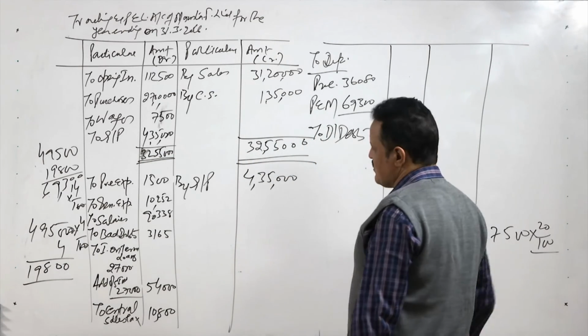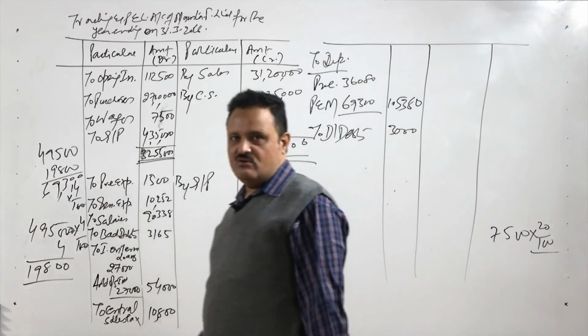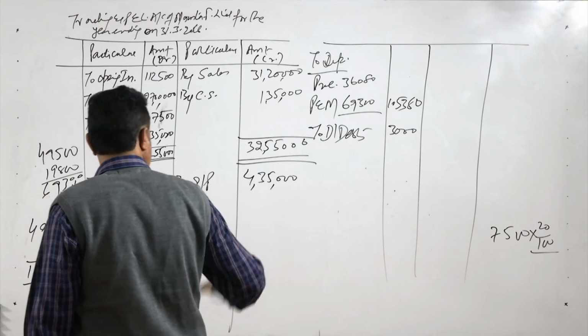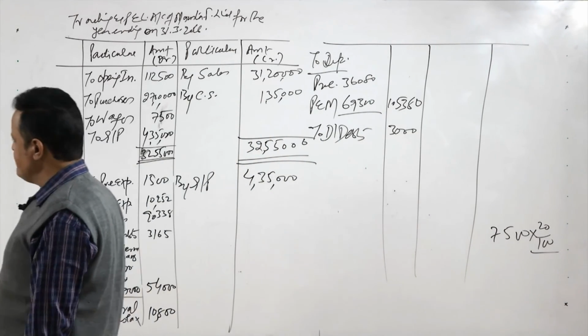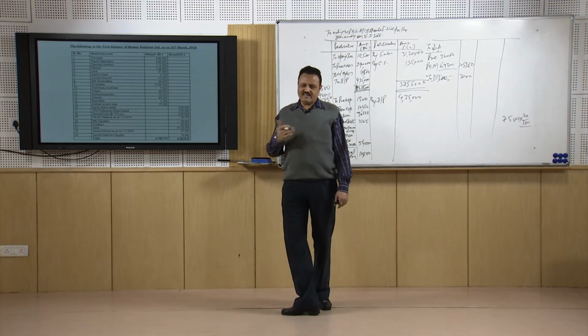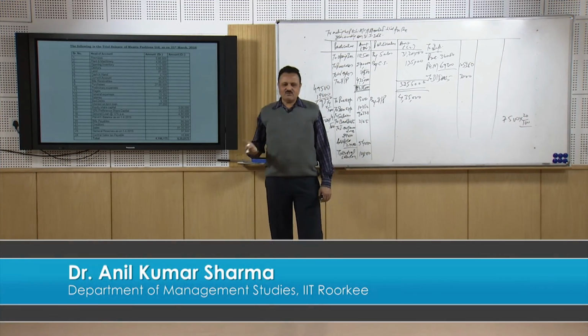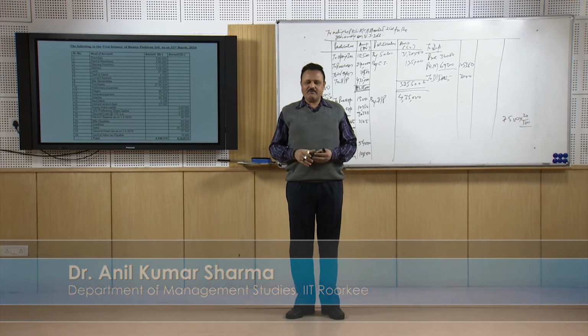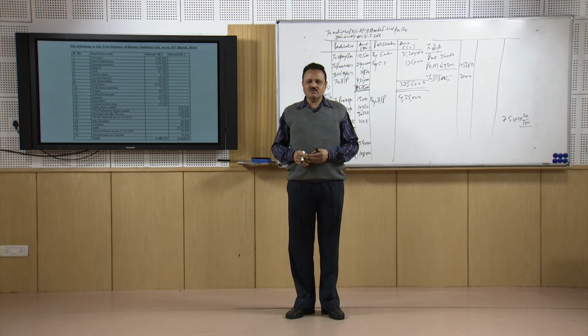Now we will be talking about the credit side of the profit and loss account, where we will be recording the incomes, and then we will calculate the net profit before tax, provide for the tax, and then calculate the net profit after tax. After that we will be preparing the profit and loss appropriation account. All this we will be doing in the next part of the discussion.